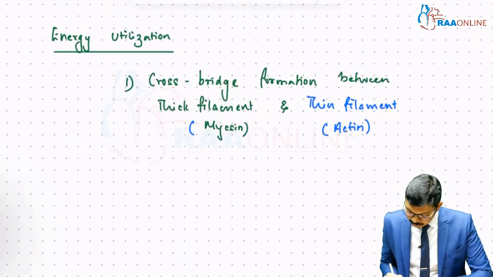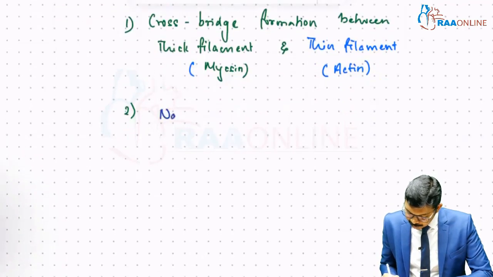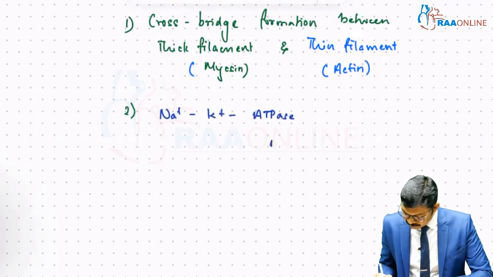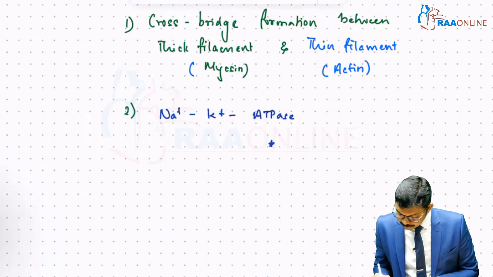Number two, it is going to be running sodium potassium ATPase. And you know very well the importance of sodium potassium ATPase. You have studied this in general physiology as well. Sodium potassium ATPase function is crucial for two purposes. Number one, to maintain ionic equilibrium.